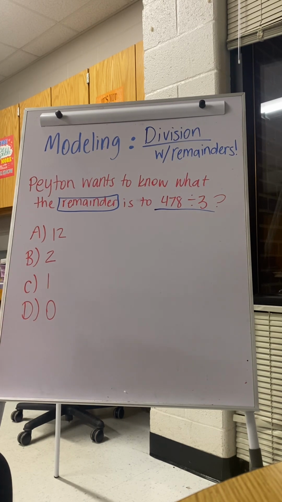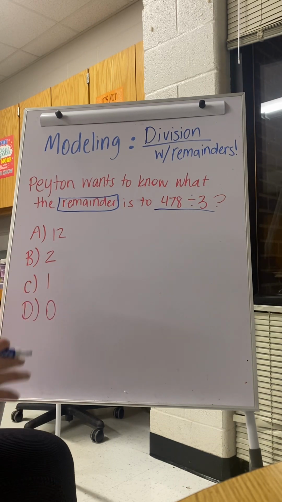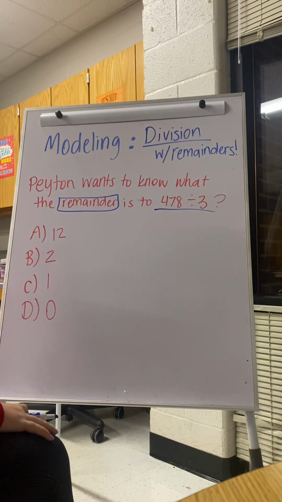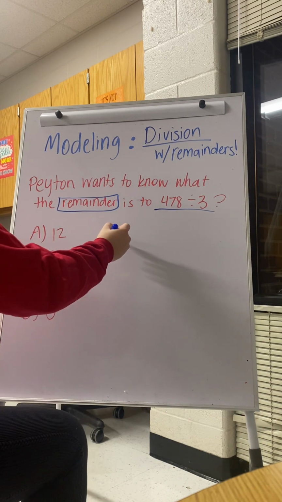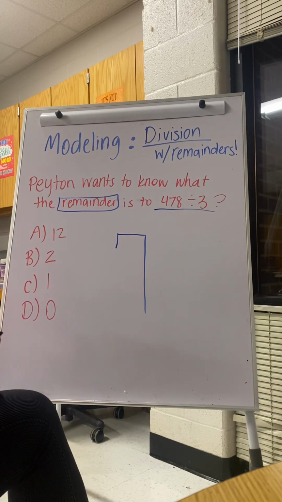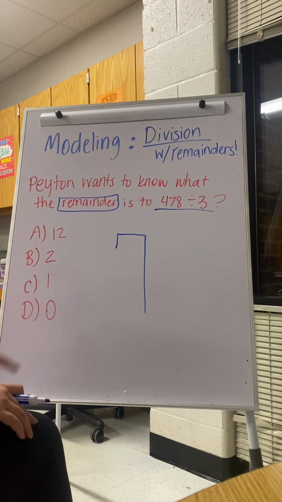Well, let's solve. We could solve with the standard algorithm. We could do an area model. We could do equal groups, the circles, and trying to put some in each group. Or we could do something called the Big 7. And we're multiplying to divide. So I noticed that looks like a 7, right? That's why it's called the Big 7.